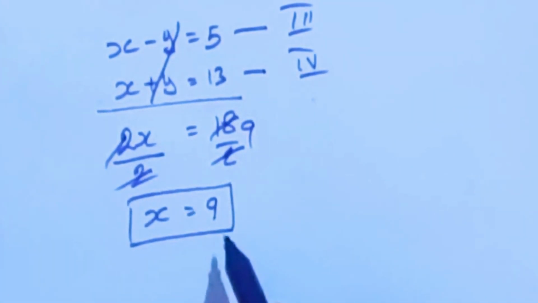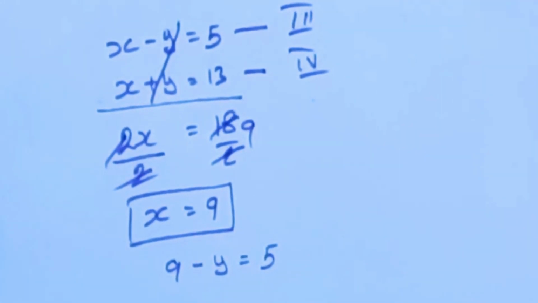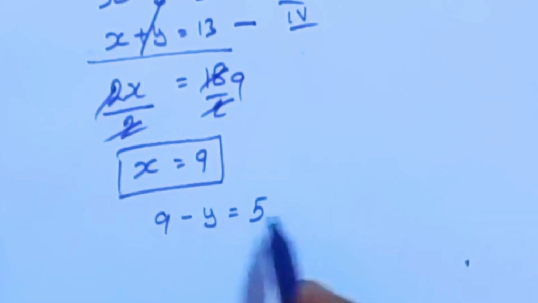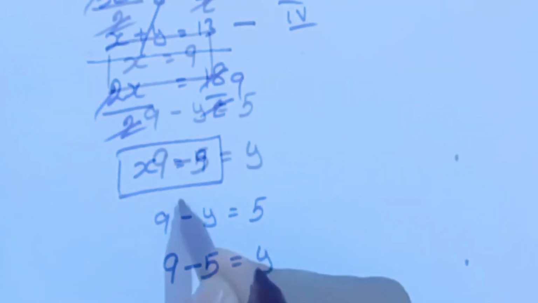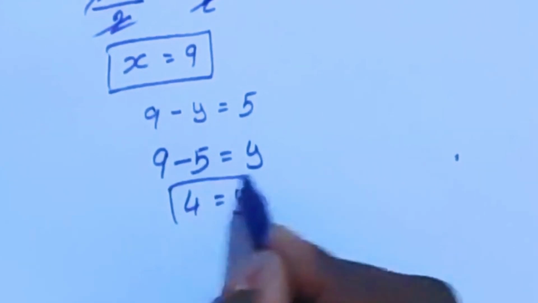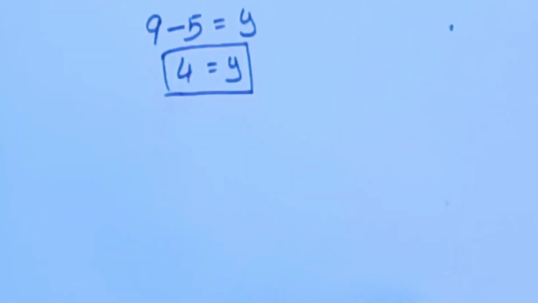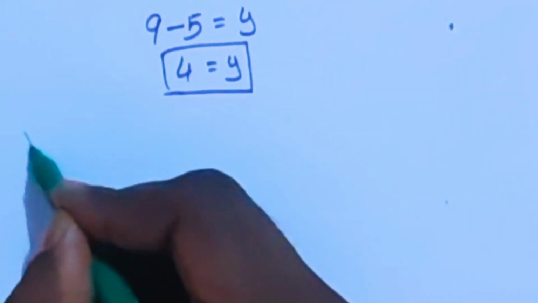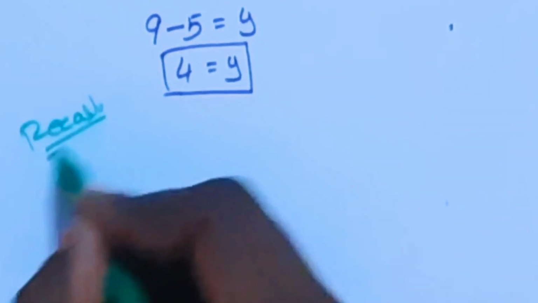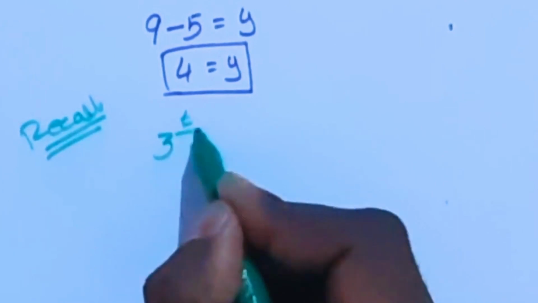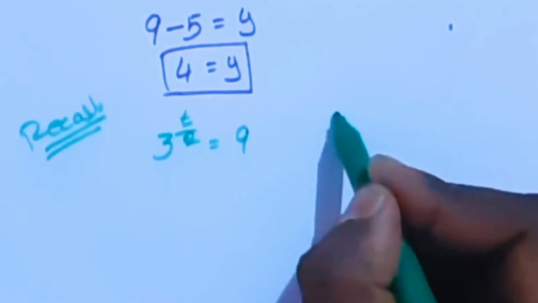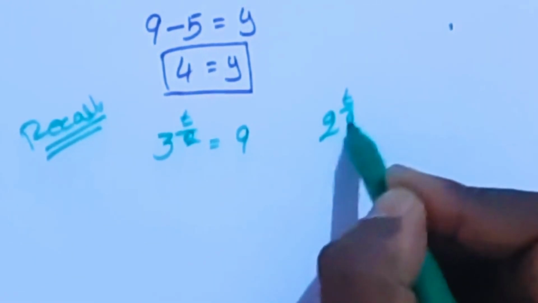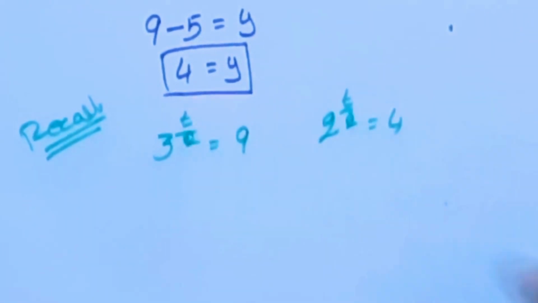Here substituting this 9 in equation 3, 9 minus y equal to 5. Moving this to the right hand side, so 9 minus 5 equal to y. So here 4 equal to y. This is the y value. Now we are going to recall this. 3 power t by 2 equal to x, here 9, and 2 power t by 2 equal to y, here 4.